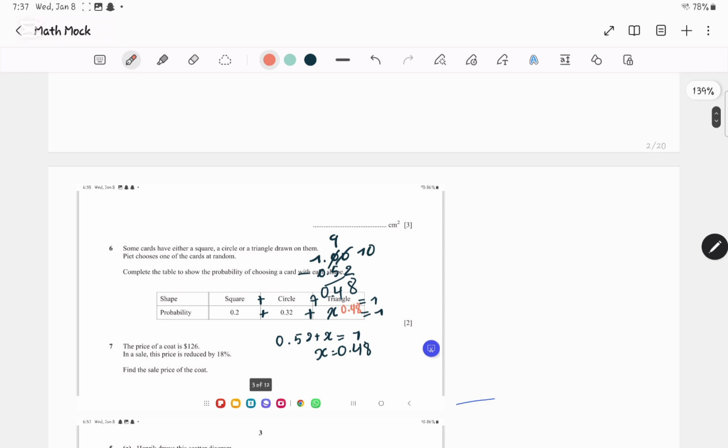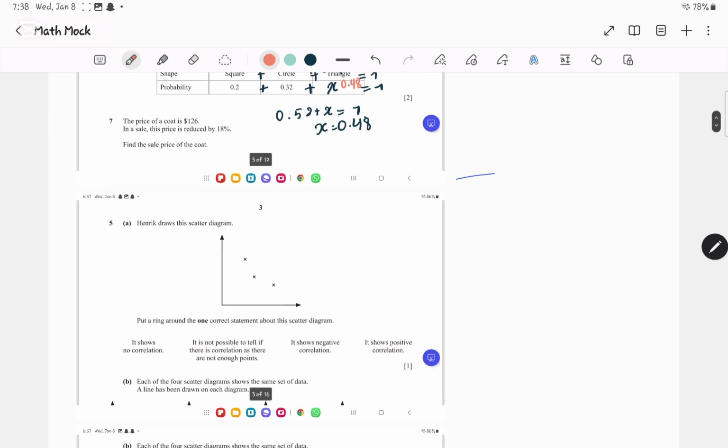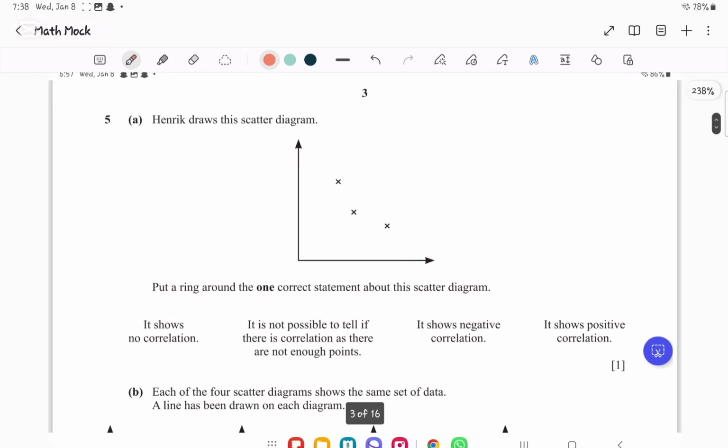Now we finished this past paper, we are moving on to a new one. In the next past paper, we have questions 5, 6, and 13. Starting off with question number 5. Henrik draws this scatter diagram. Put a ring around the one correct statement about this scatter diagram.